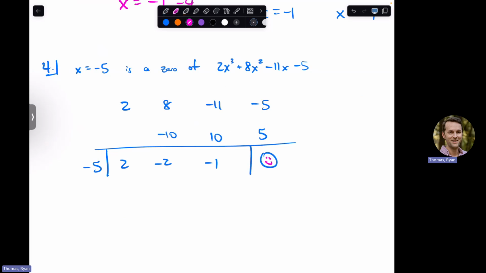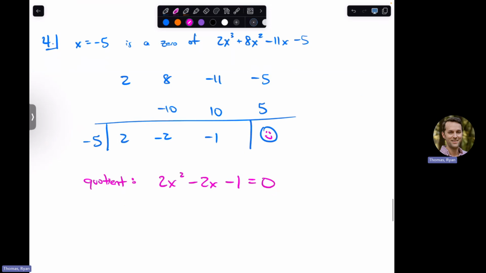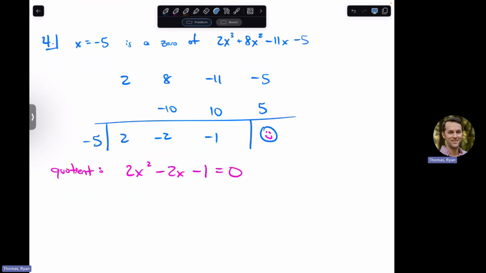So the quotient is (2x squared minus 2x minus 1). Everybody get that? Yeah, okay. Cool, we want to set that equal to 0 and solve. Again, starting with what we started with, that -5 was a 0. We should be expecting that the remainder comes out to be 0 when we do the division.